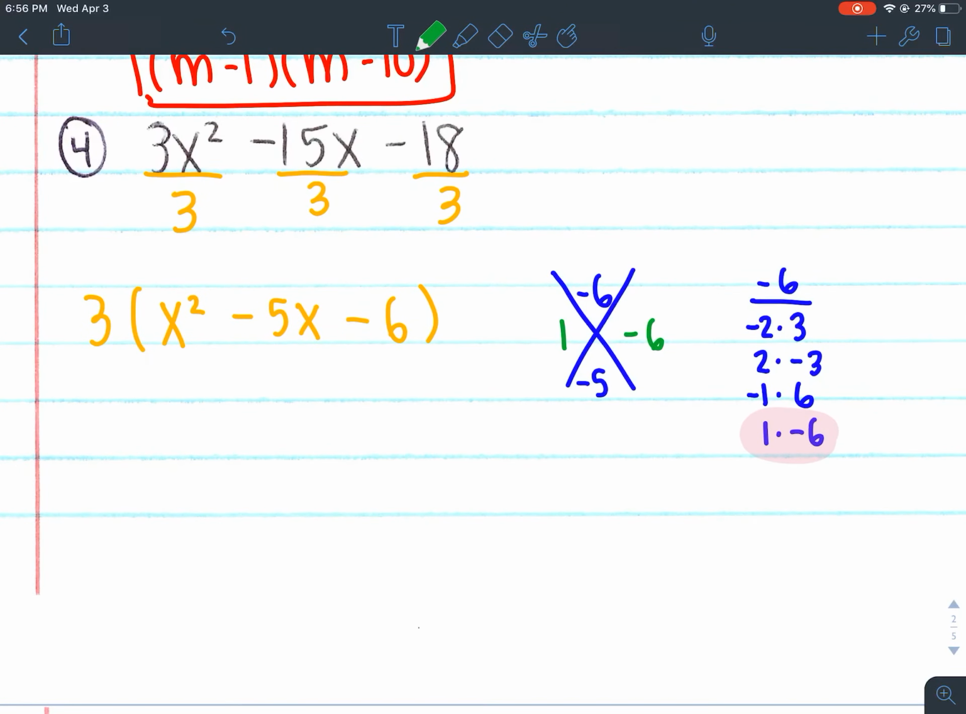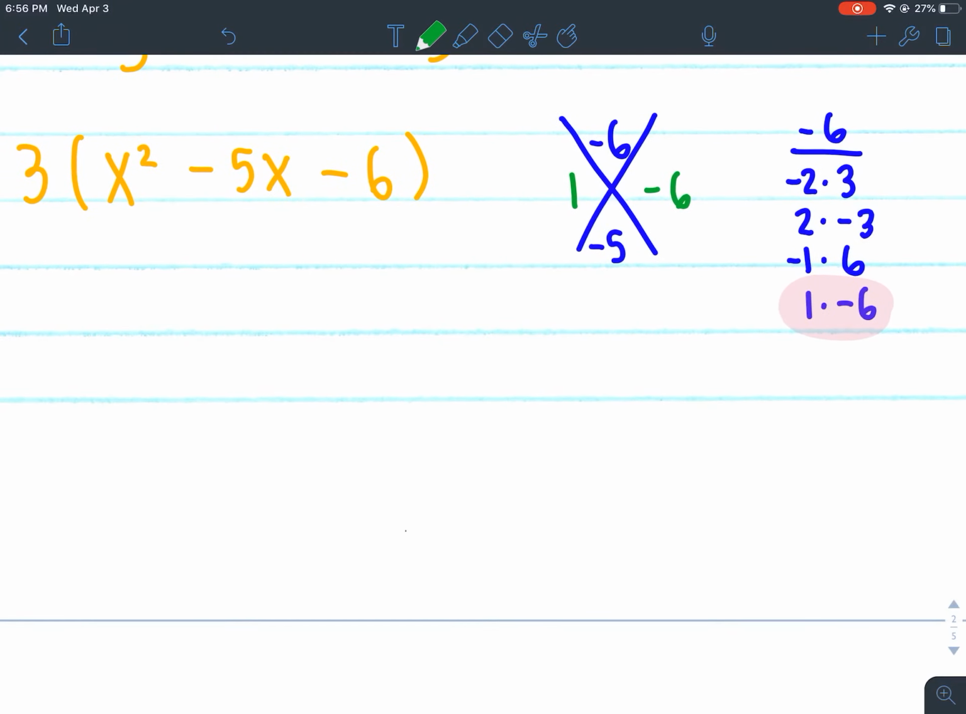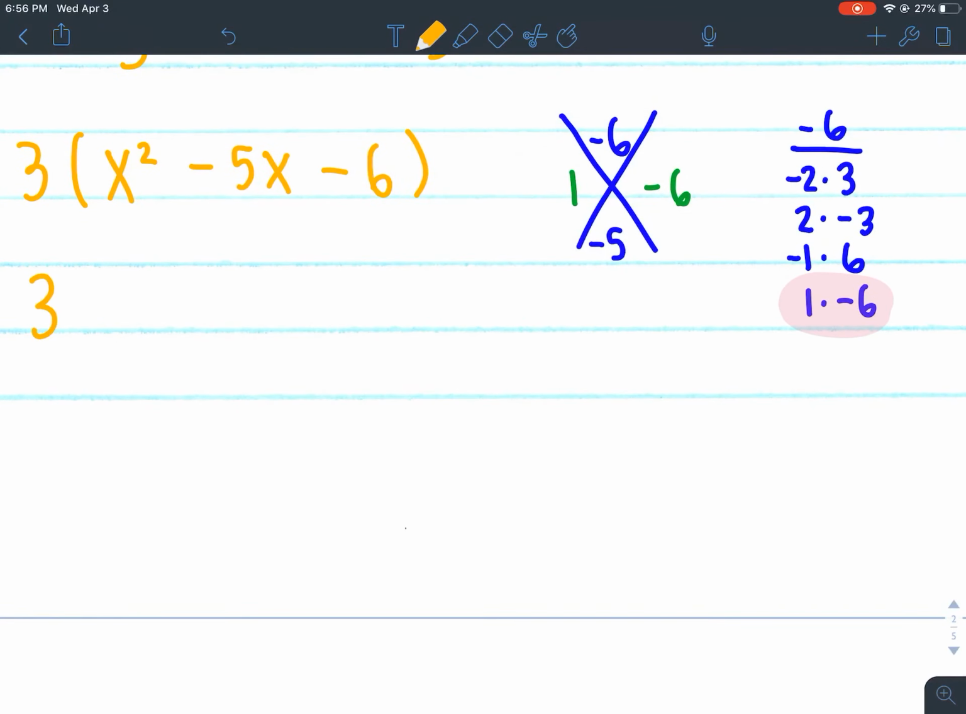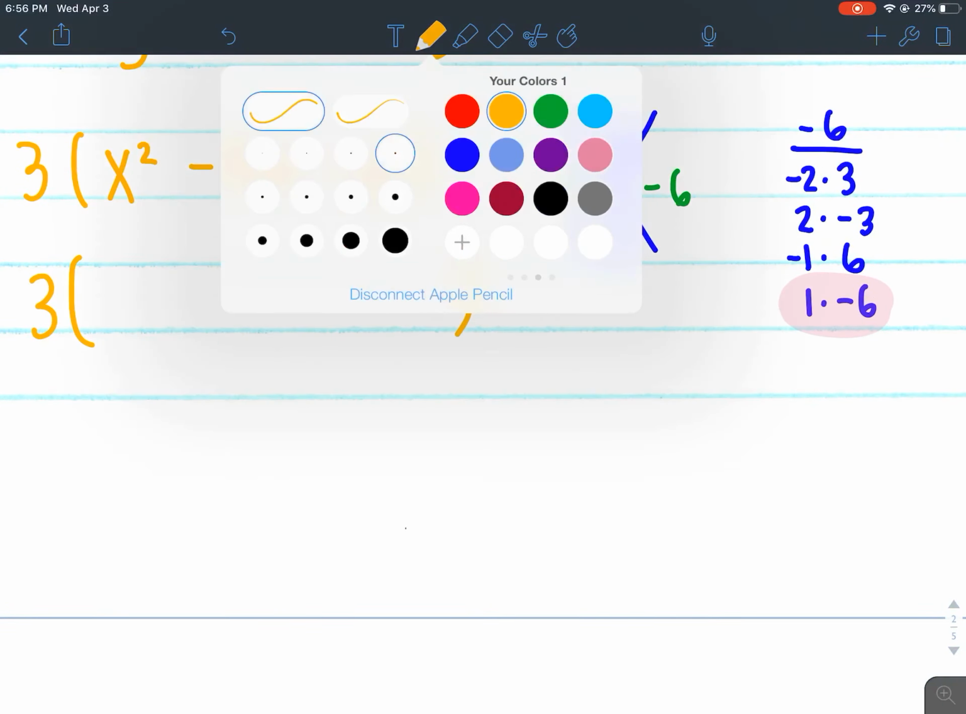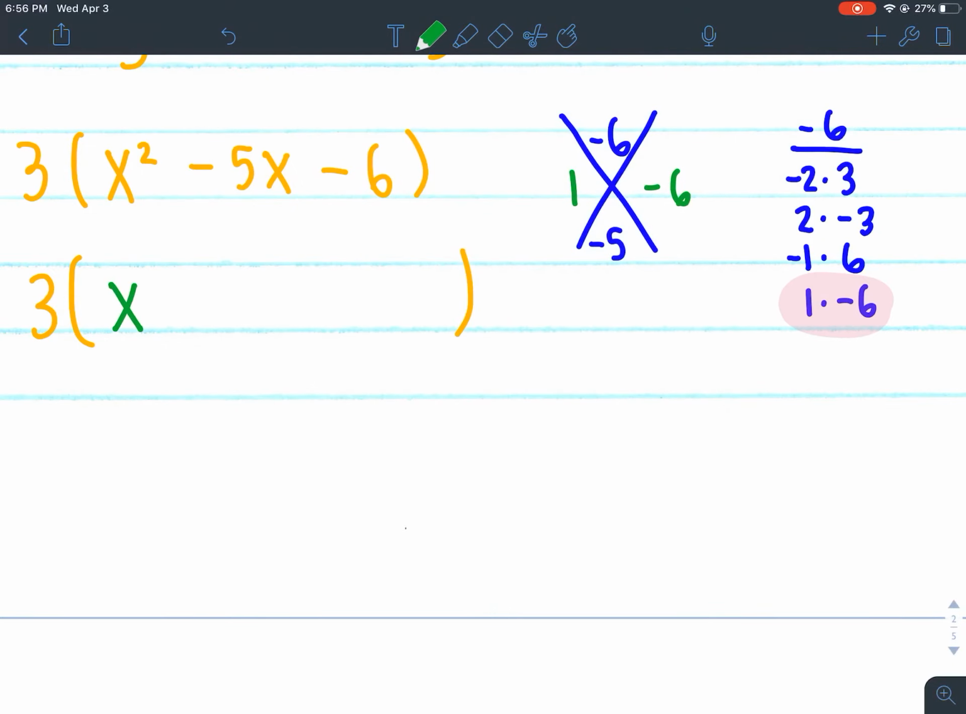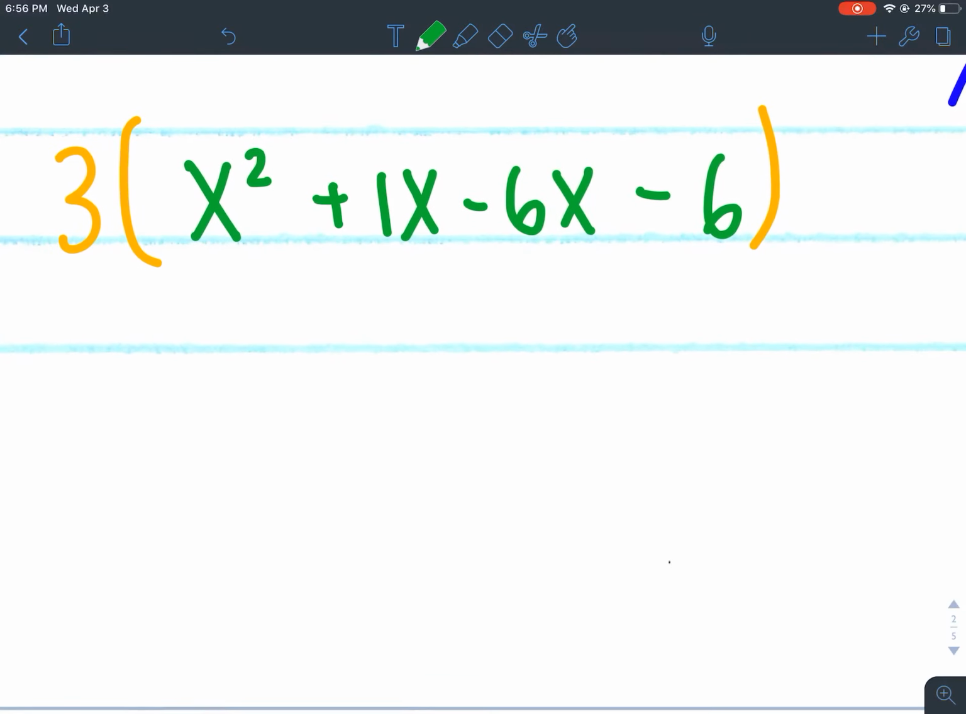Okay, so again, what's the point of doing all this? We're trying to split up negative 5x. So I'm going to leave the 3 out there for now. I'm going to pretend like he's not there. I'm going to worry about him later. So I have x squared plus 1x minus 6x minus 6. Again, if you want to put the negative 6x in the front, it doesn't matter. Okay? Once I'm at this step, I'm going to do factor by grouping.